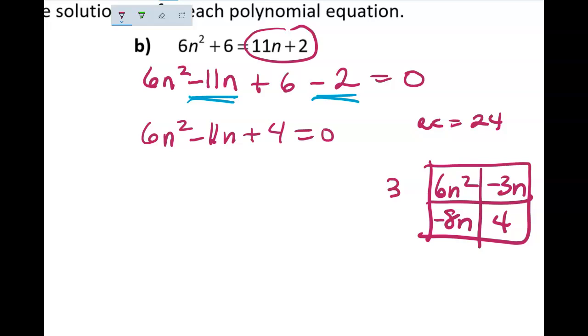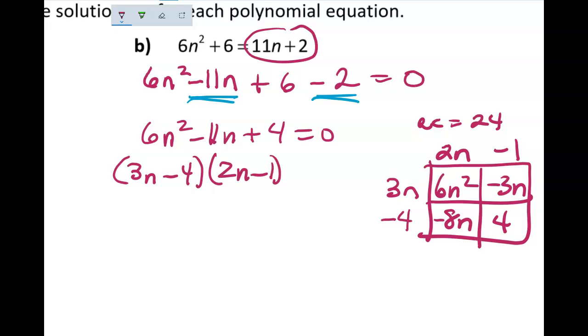GCF of the top row is 3n, of the bottom row is negative 4, and then 2n on the top left, and minus 1 on the top right. So our two factors are 3n minus 4 and 2n minus 1.